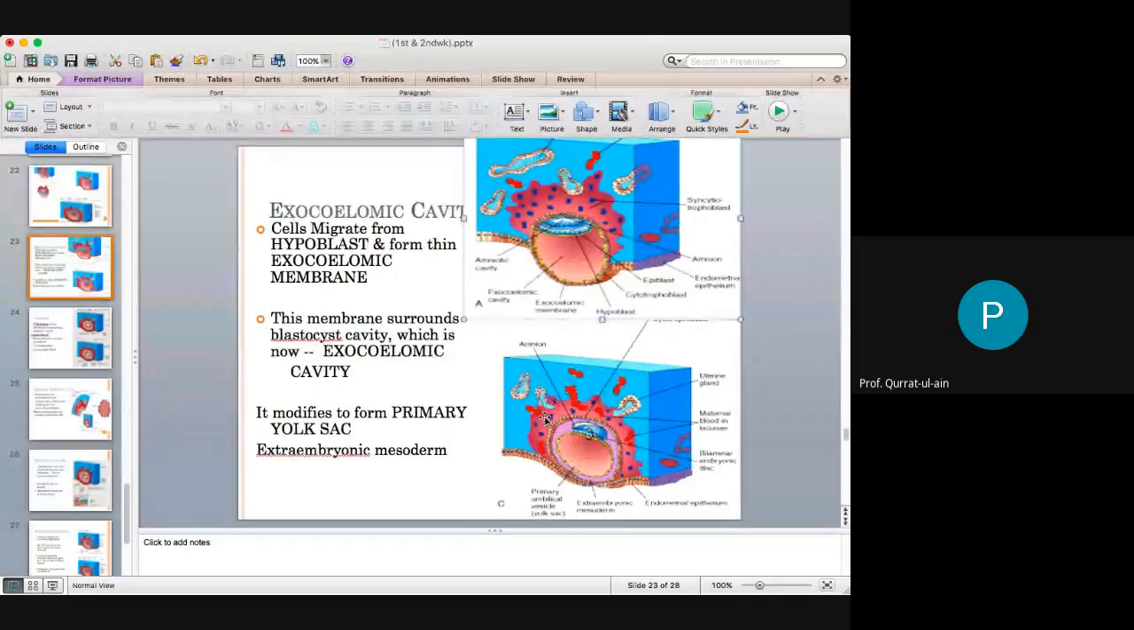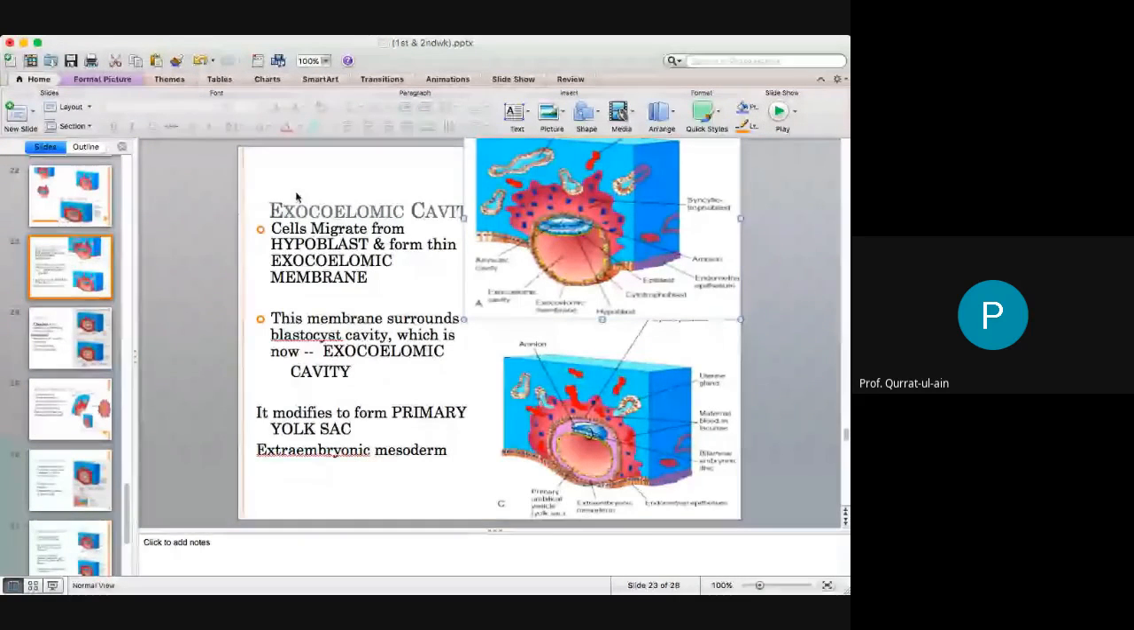And within the syncytial trophoblast, the glands and blood vessels have thrown the secretion into blood and created small islands or small spaces which contain the blood and the secretion. These are known as the lacunae.